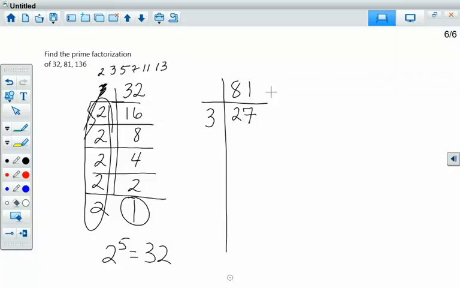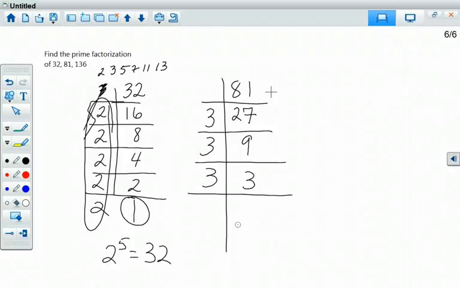So what will go into 27? 3. There's no 9 up here. Remember? 3. I know what you're doing. 3 goes in there 9 times. And then 3 goes in there 3 times. And then 3 goes in there 1 time. We've got our 1. So our answer is 3 to the what? 3 to the 4th power. So your prime factorization for 81 is 3 to the 4th power.